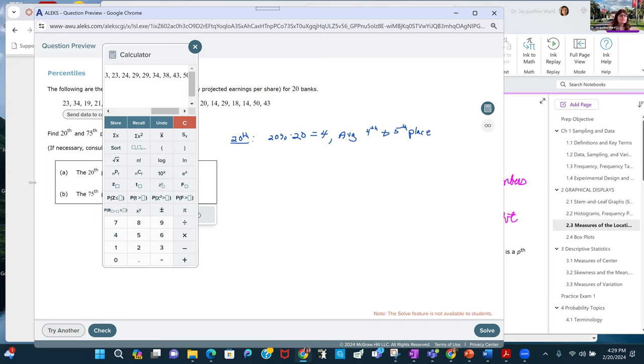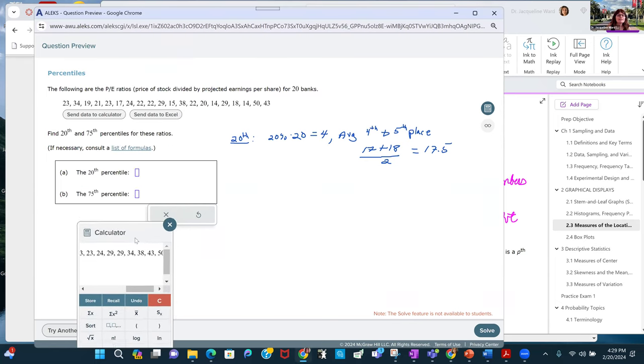So 17 and 18. So that's 17.5. Right, it's halfway between there.